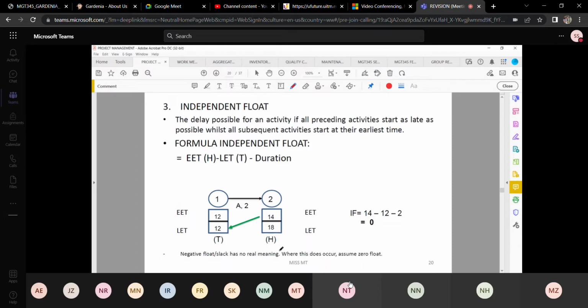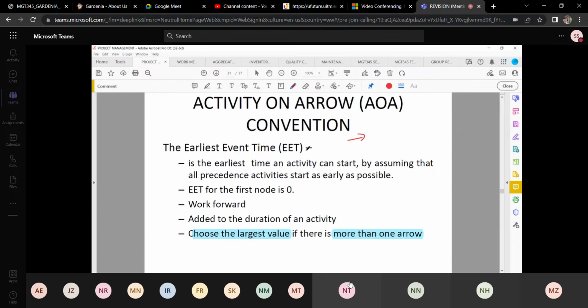Okay, what is the EET? The definition of EET you should know. For the EET, earliest event time, the first node is equal to 0 and you need to work forward. When you work forward, it means that you have to add the duration of an activity. And if there is more than one arrow, you need to choose the largest value. For the EET, you will look at the arrow over here.